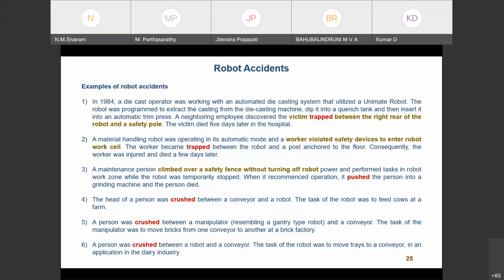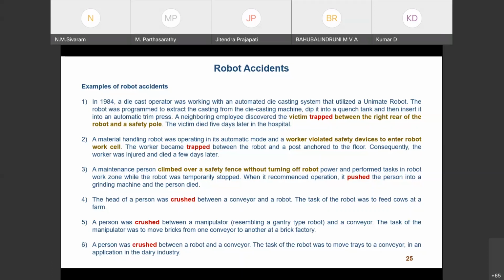And we noticed that the person who was working in that die-cast robot was trapped between the right rear of the robot and the safety pole. A safety pole is something you create as a barrier so that no one enters the area of robotic operation. So he was trapped between the robot and the safety pole. From that impact he suffered injuries and died after 5 days in a hospital. So this is the first instance where a robot accident was noticed.